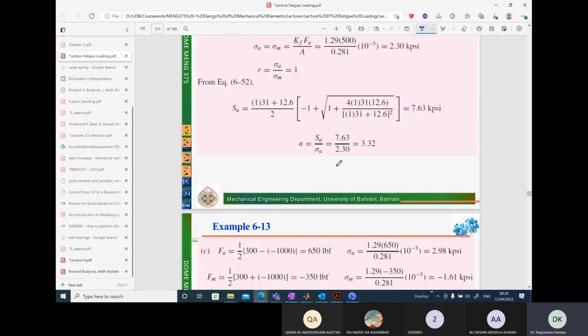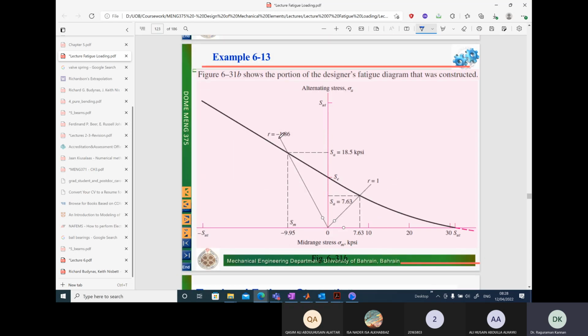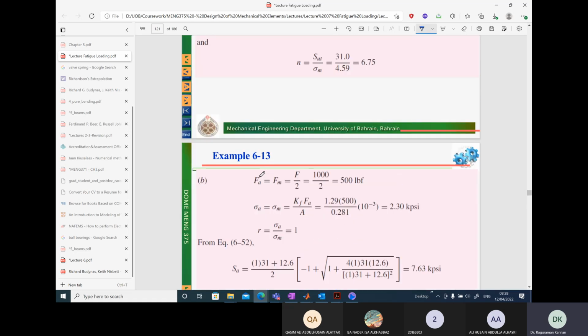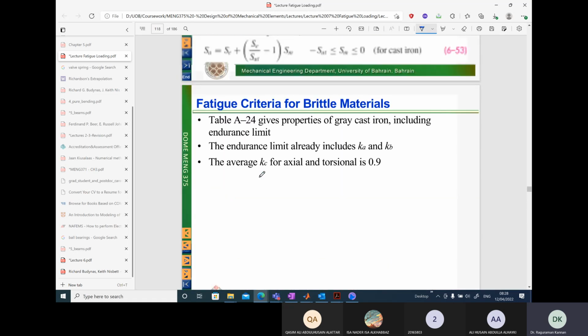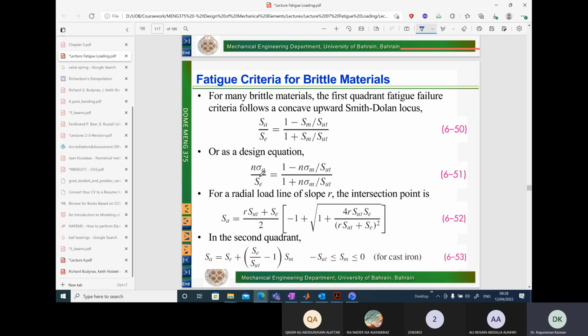So let's see the equation. There are two quadrants again. First quadrant, second quadrant. The first quadrant is for positive mean stress, and the second quadrant is for negative mean stress. So what are the equations? The first quadrant fatigue failure criterion is given by this equation. This is the equation we need to follow: SA over SC is equal to this particular expression.